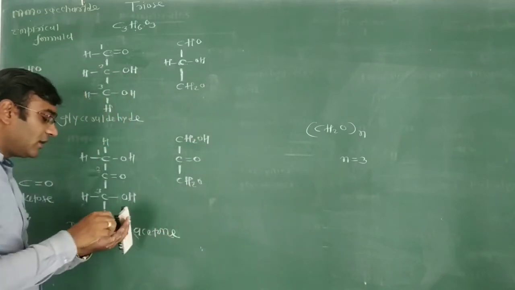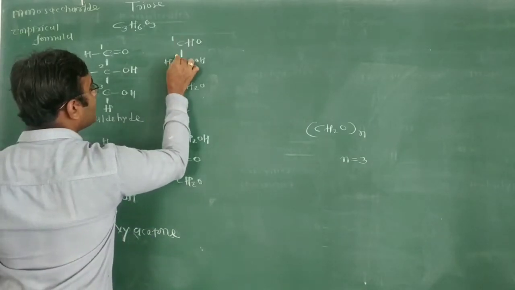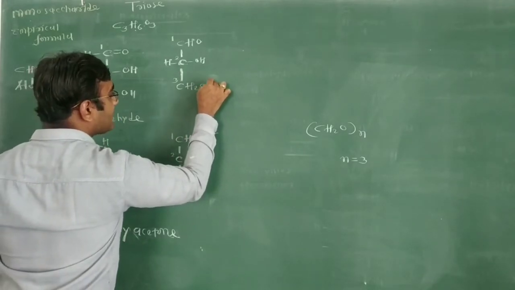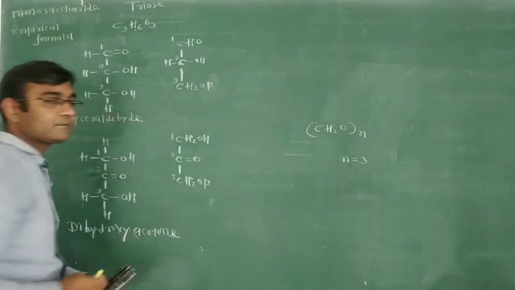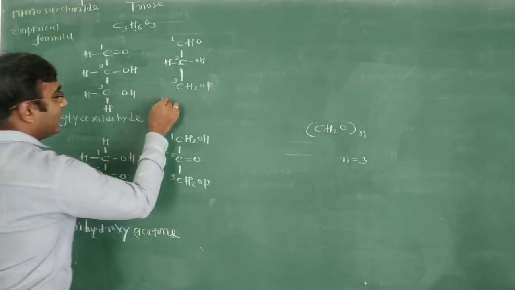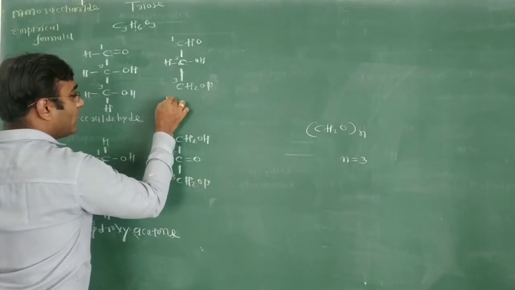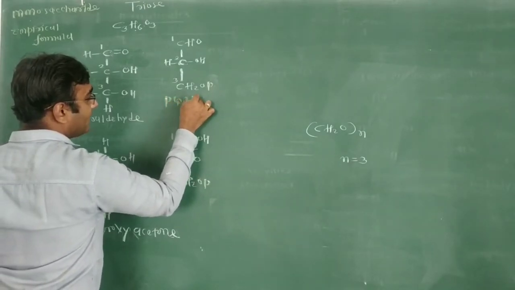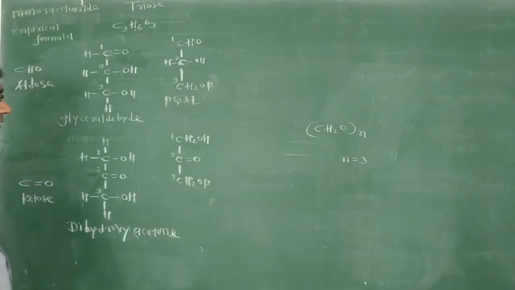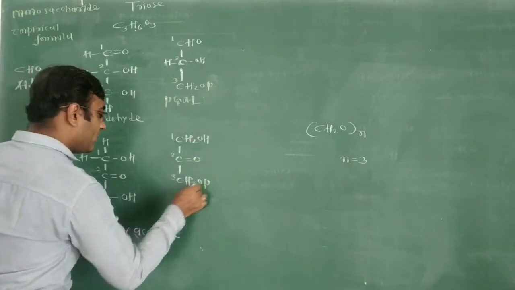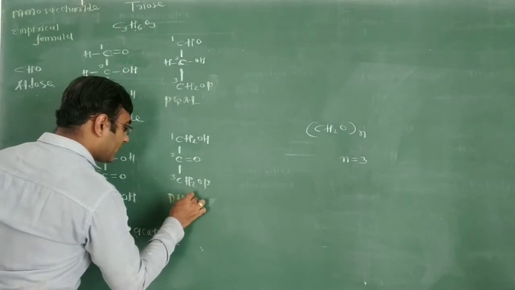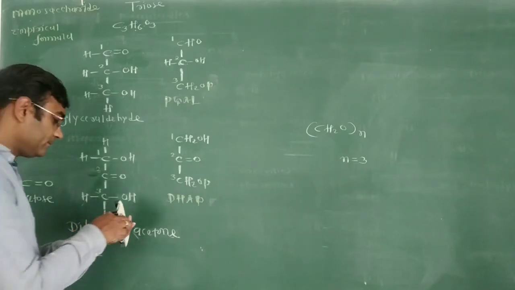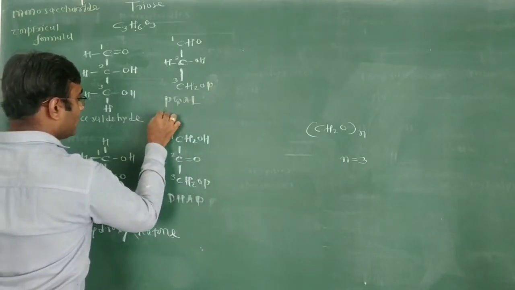Here, first carbon, second, third. Phosphate is attached at the third carbon in place of hydrogen. So the name of this chemical is phosphoglyceraldehyde, PGAL. And the name of this chemical is dihydroxyacetone phosphate, DHAP. DHAP and PGAL are isomers of each other.